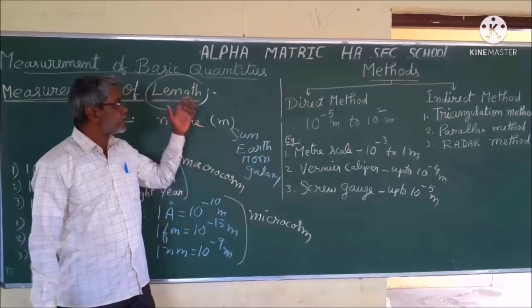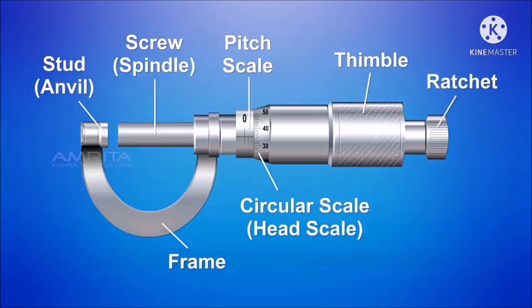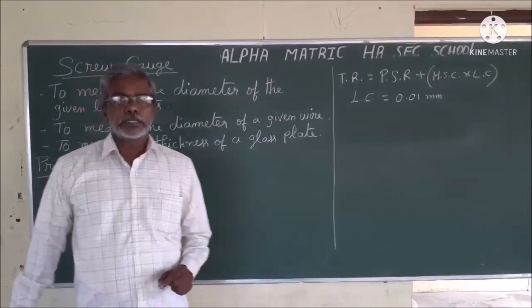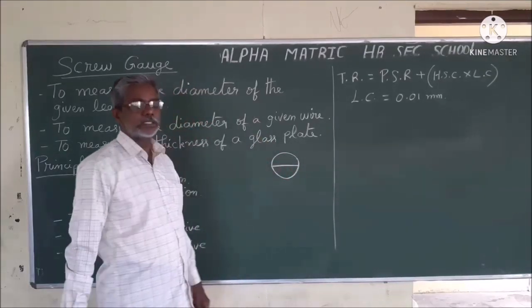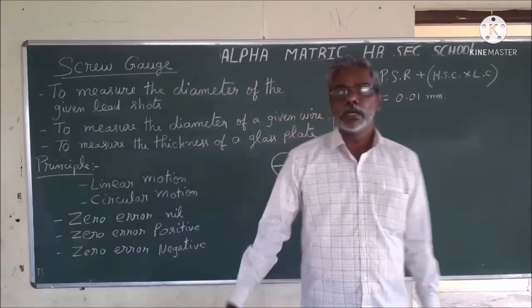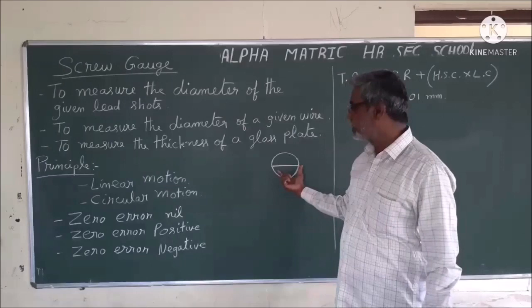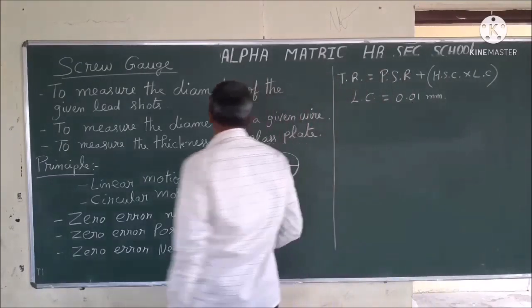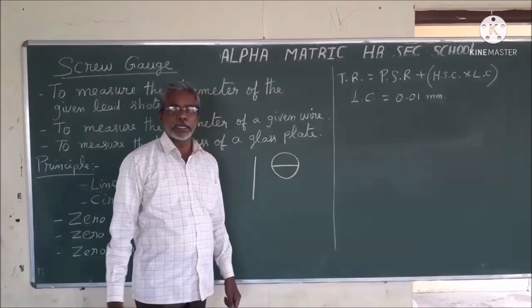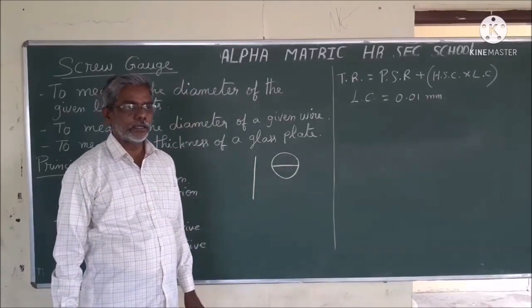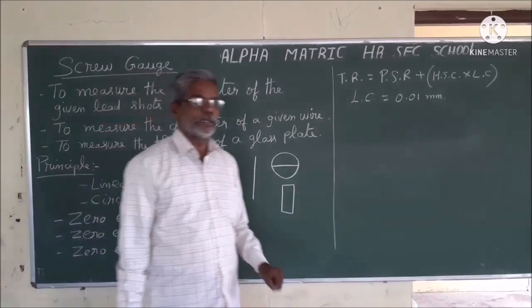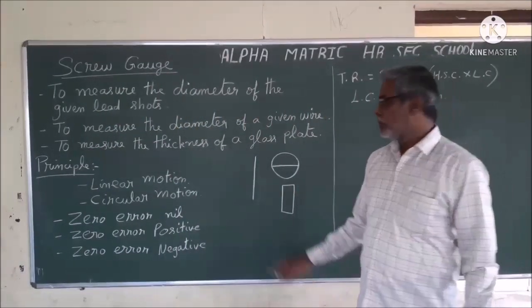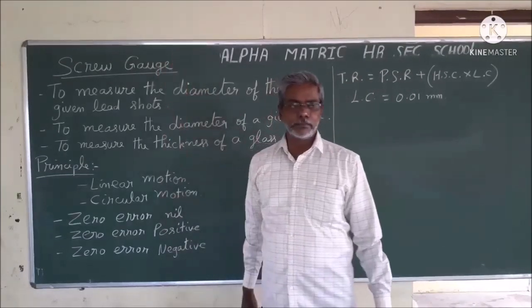Now, today we will discuss screw gauge. I want to measure the diameter of a lead shot. This is a lead shot, and I want to find out its diameter. How can I find it out? With the help of a screw gauge. Similarly, if I want to find the diameter of a thin wire, or the thickness of a thin glass plate, for all these things we can use a screw gauge.